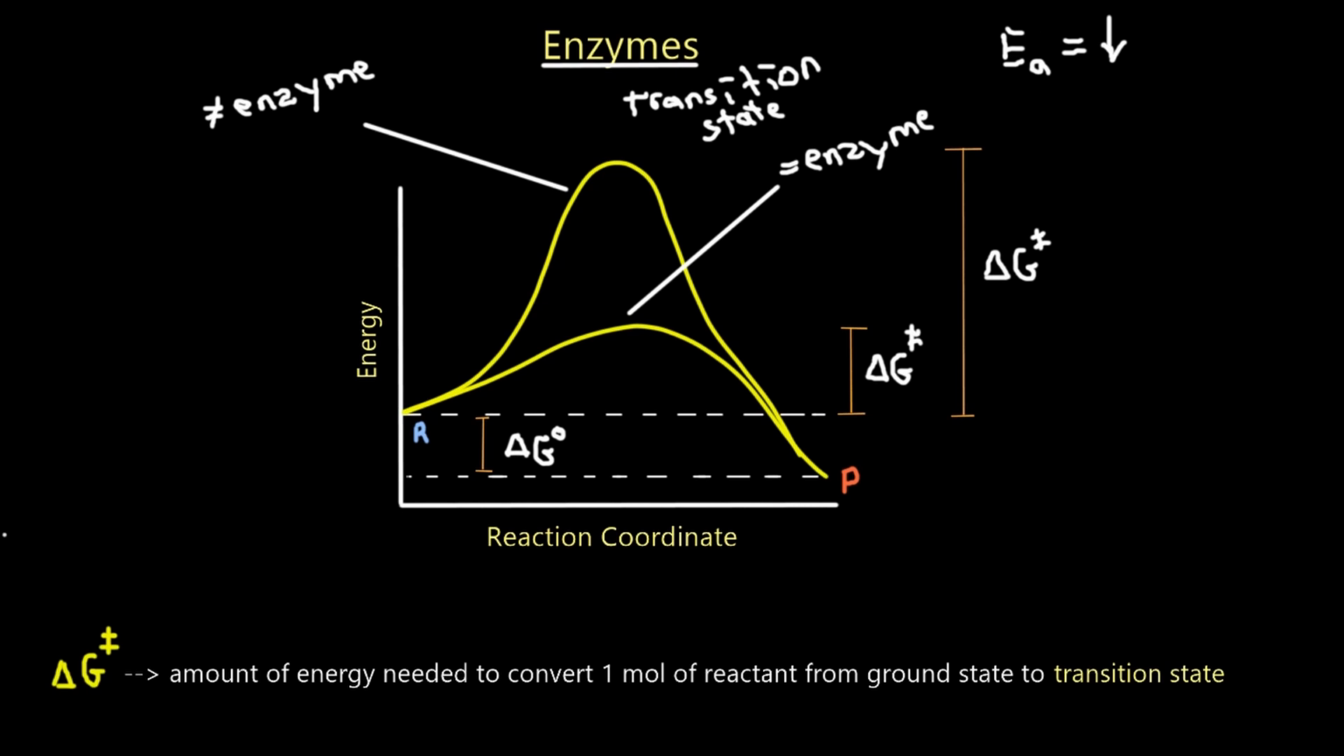So here I have the definition of delta G, and it is the amount of energy needed to convert 1 mole of reactant from the ground state, so this is the ground state, to the transition state right here. So that's the delta G that we have marked here, and as you can see, it's significantly lower. It's significantly lower here with the enzyme present.